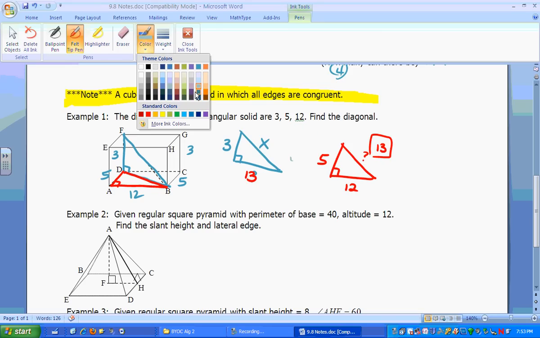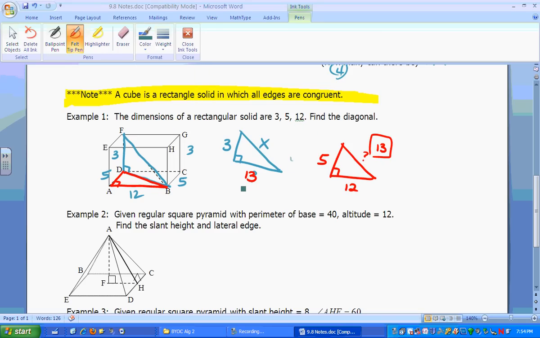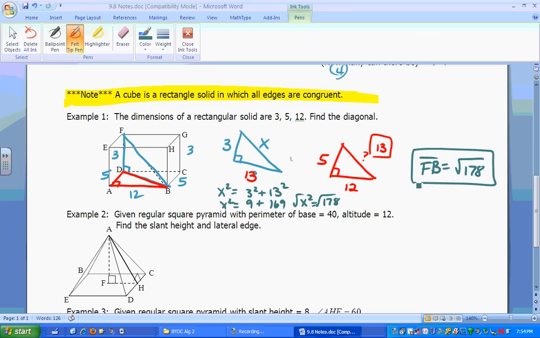And we can end with our answer using the Pythagorean theorem: x squared is equal to 3 squared plus 13 squared. So we have 9 plus 169, equaling x squared. Add them up. x squared is equal to 178. Root it. The square root of 178 doesn't simplify. So the diagonal, which is FB in this case, is the square root of 178.